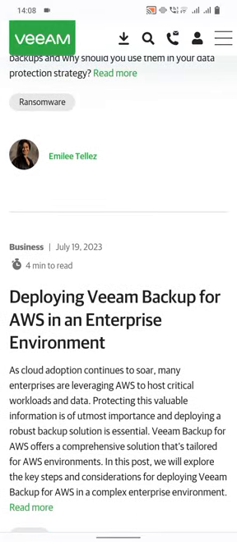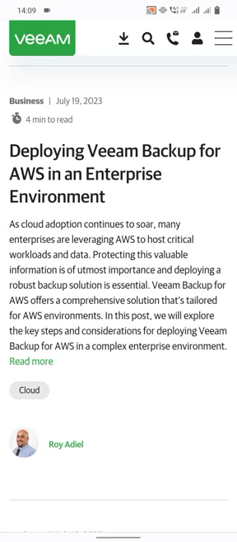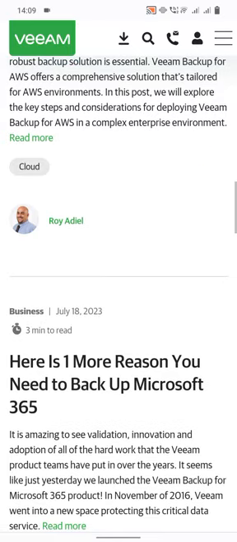Deploying Veeam Backup for AWS in an enterprise environment. As cloud adoption continues to soar, many enterprises are leveraging AWS to host critical workloads and data. Protecting this valuable information is of utmost importance, and developing a robust backup solution is essential. Veeam Backup for AWS offers a comprehensive solution that's tailored for AWS environments. In this post, we will explore the key steps and considerations for deploying Veeam Backup for AWS in a complex enterprise environment.